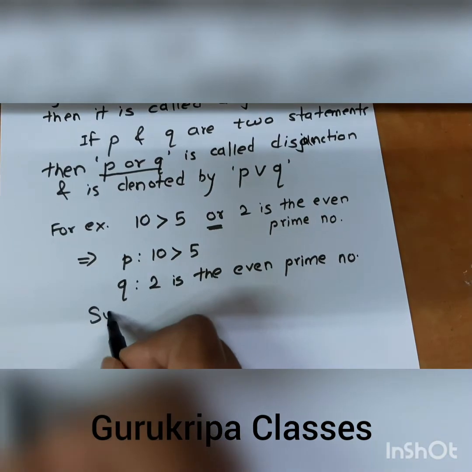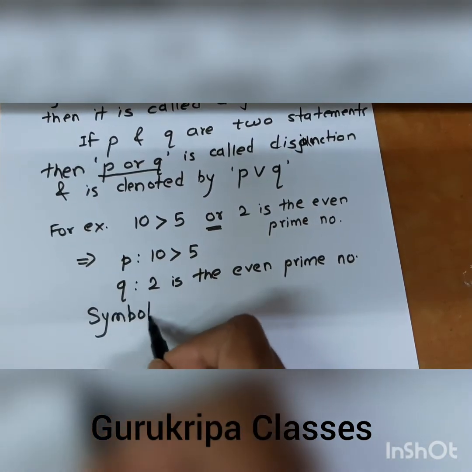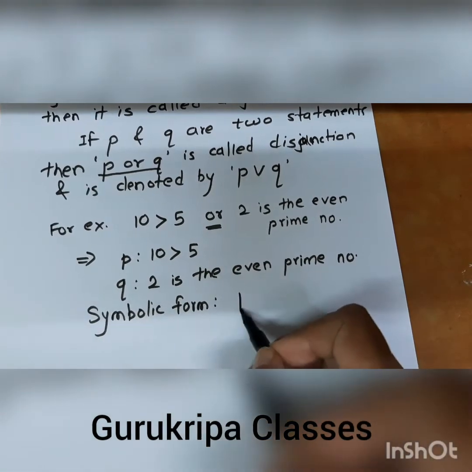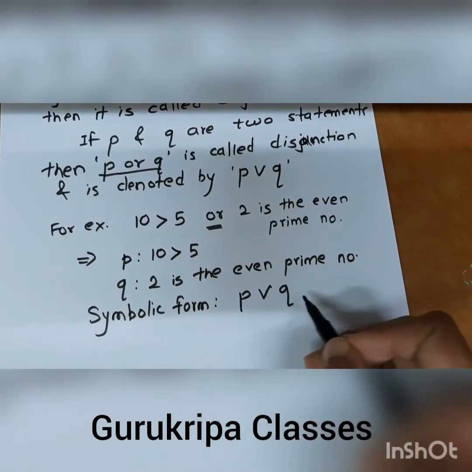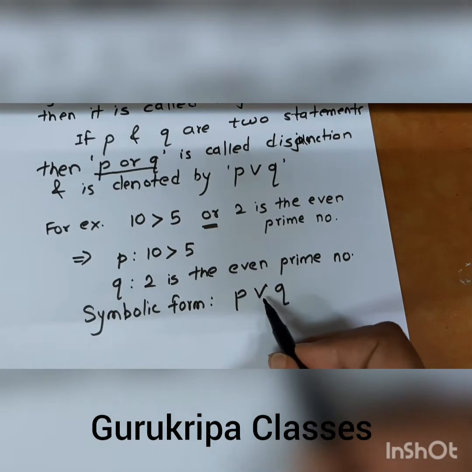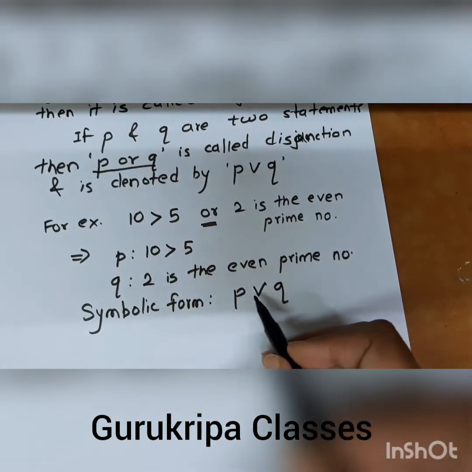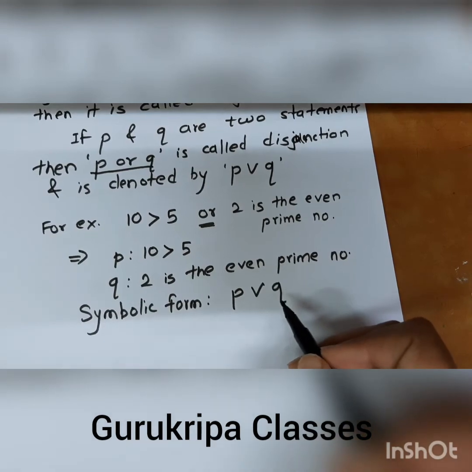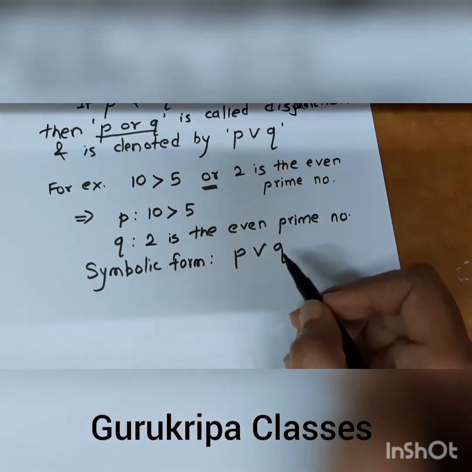Okay. Now, what will be the symbolic form? You have to represent this statement using the symbol. So, P or Q. This is called disjunction. This is again called OR. So, you can say P or Q. You can say P disjunction Q. Okay. And now, we are going to write the truth table.